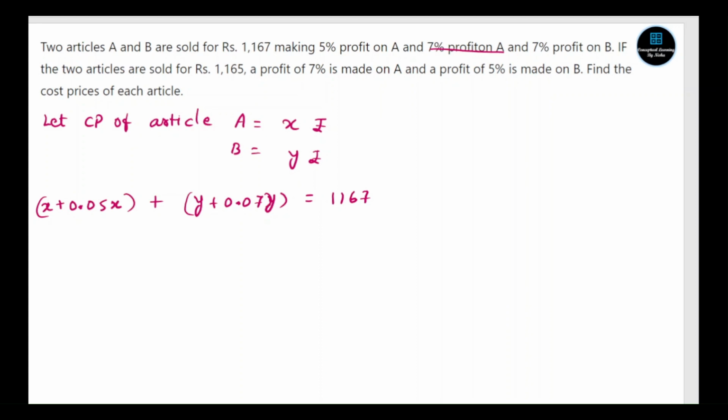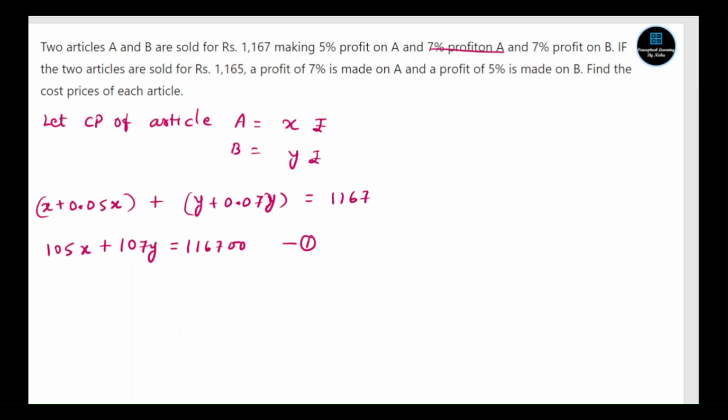So on simplifying this, what do we get if I multiply by 100? So 105x plus 107y equals 1167, and 2 zeros we have to add over here. So this is my equation 1.